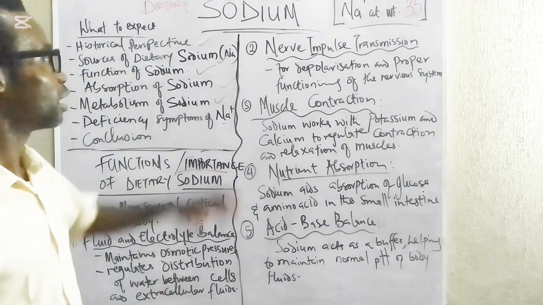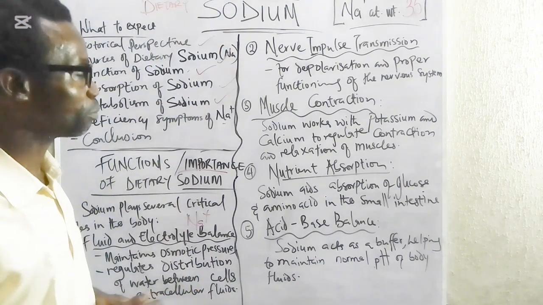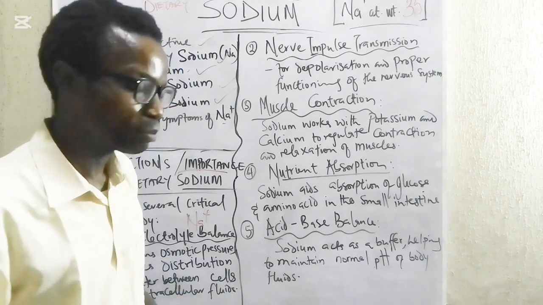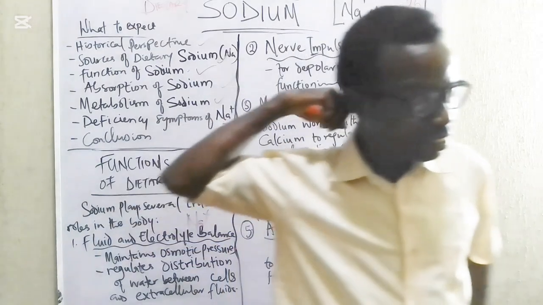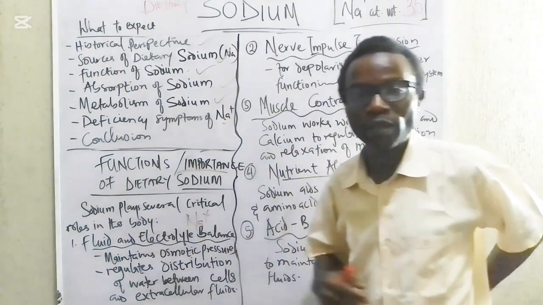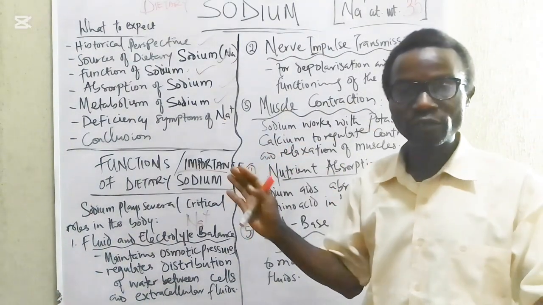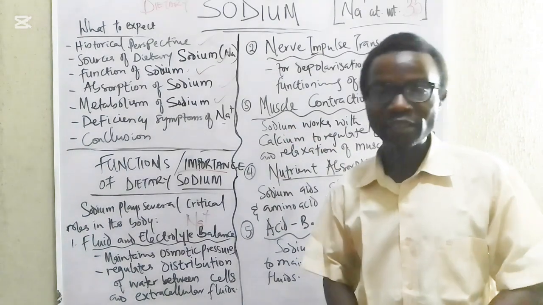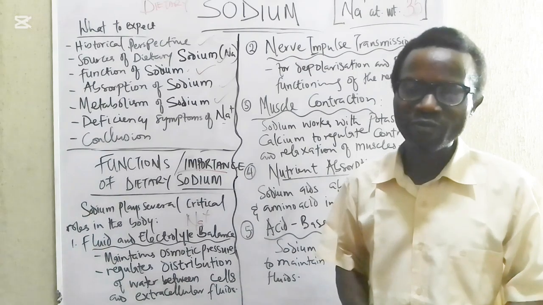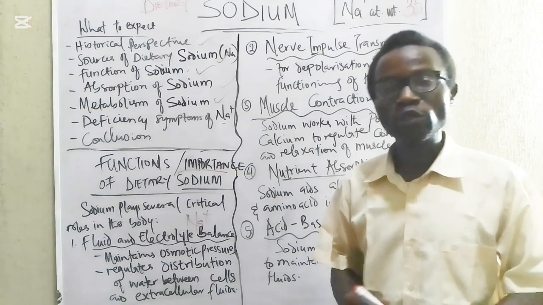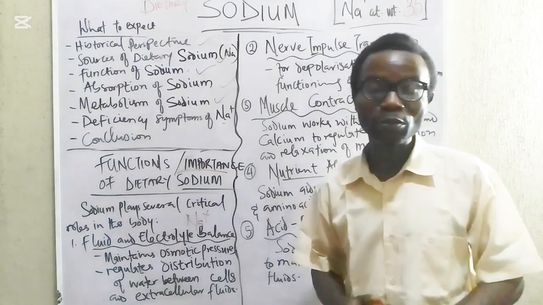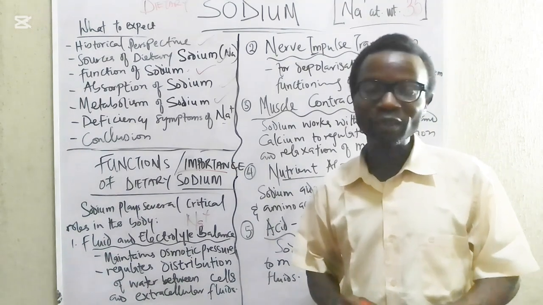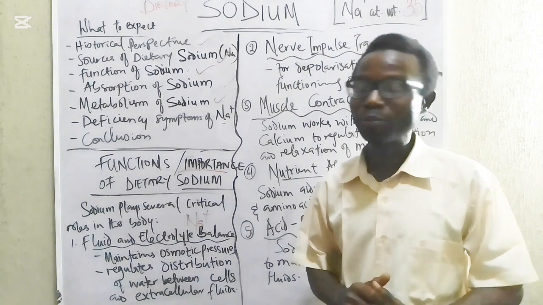Another function of sodium is nerve impulse transmission. It helps in depolarization and proper functioning of the nervous system. The nerves connect the spinal cord and the brain, sending signals, receiving signals, interpreting signals, and relaying the signals back. Sodium ion is very critical in this process. So it's important in the consumption of table salt and the others, since you are also helping nervous impulse transportation in your body.